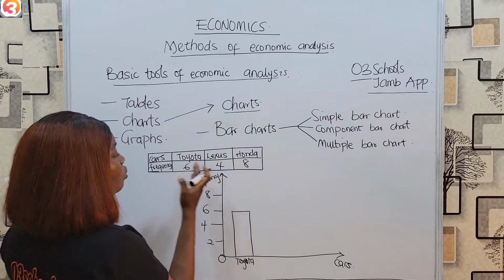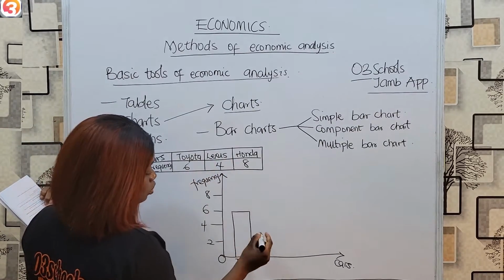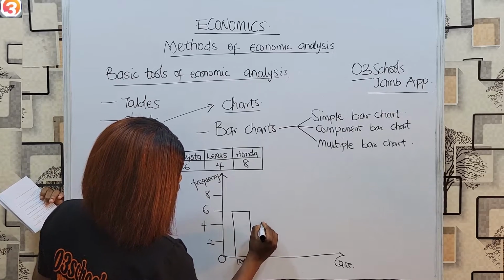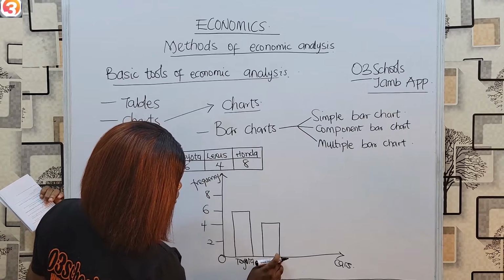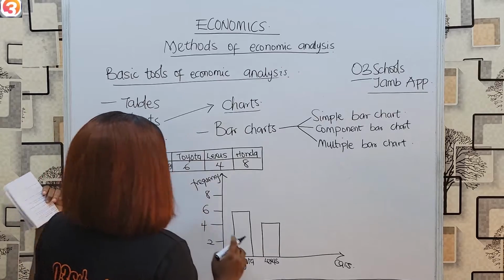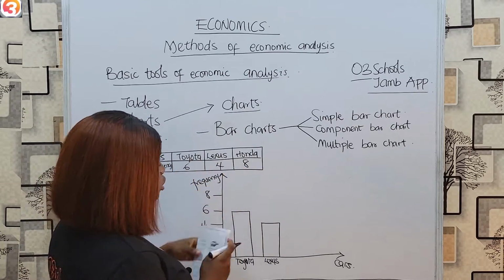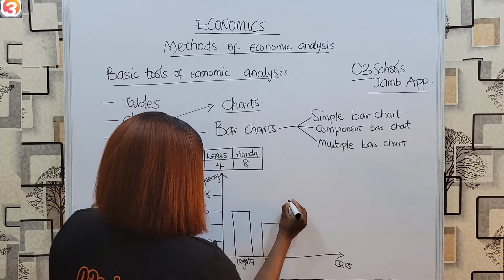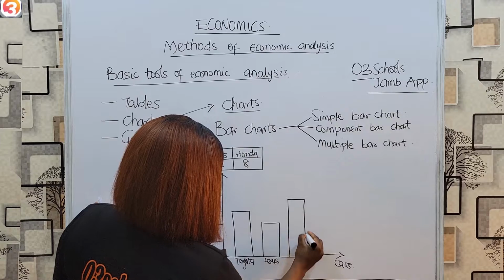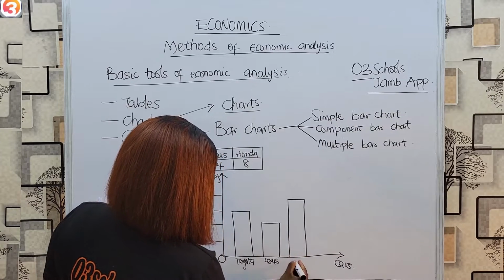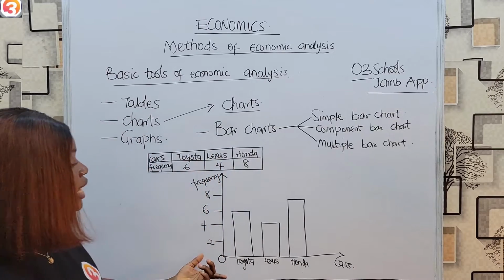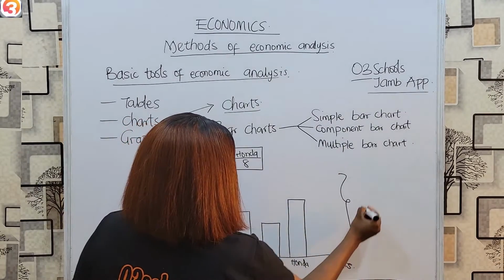Then we have how many? What's the frequency of Lexus? Frequency of Lexus is what? Is 4. So we're going to trace it. You draw a bar for Lexus. So this is what? Lexus. Now, the last one, Honda. What's the frequency of Honda? The frequency of Honda is what? 8. So this is what? Honda. So this is what a simple bar chart looks like.